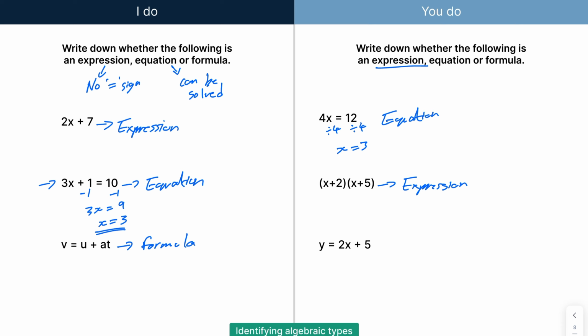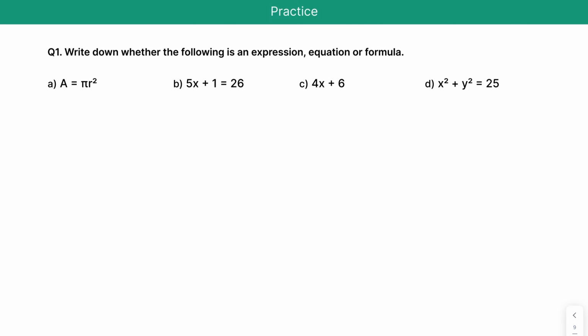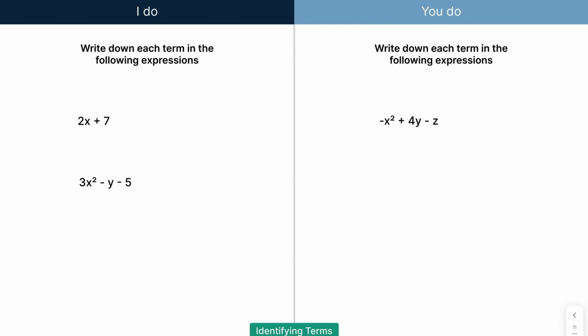And finally, with the last one, we can't solve it because we don't know what x is and we don't know what y is. So we can't solve this, and this is a formula. So hopefully that clears up the difference between an expression, an equation, and a formula. So here's some practice questions. Press pause and have a go. Here are the answers. Mark your work.